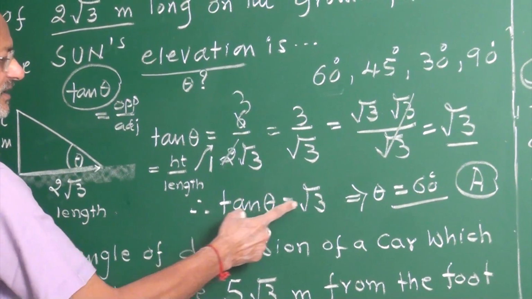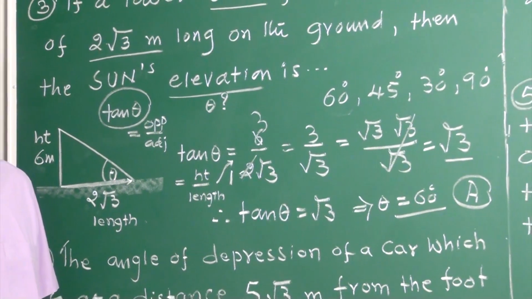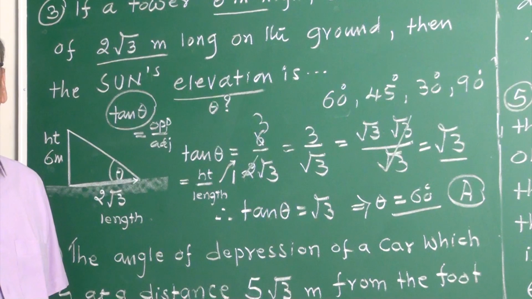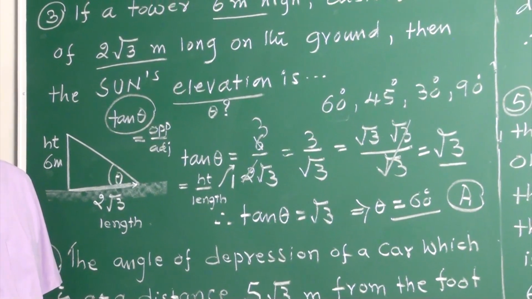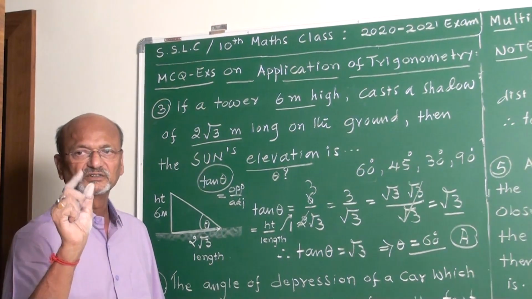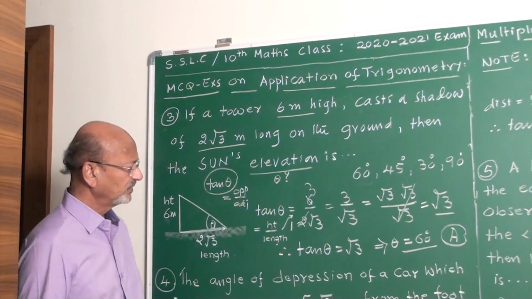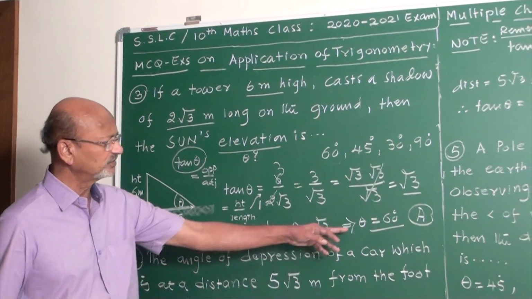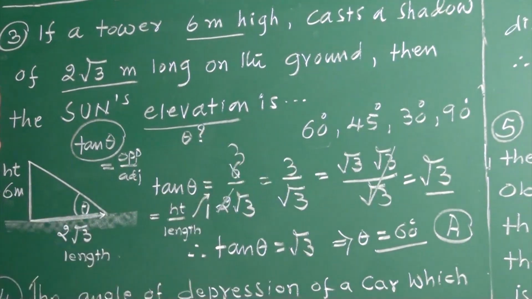60 degrees. Why? Tan 60 is root 3. What is tan 30? 1 by root 3. What is tan 45? 1. These are the angles you must remember. Root 3 corresponds to 60, 1 by root 3 corresponds to 30 degrees, 1 corresponds to 45. It is root 3, my friend. Therefore, theta is 60. So, the option is A, the first option.